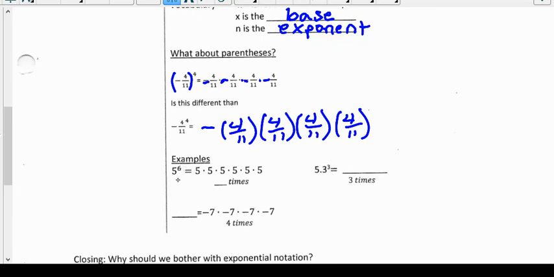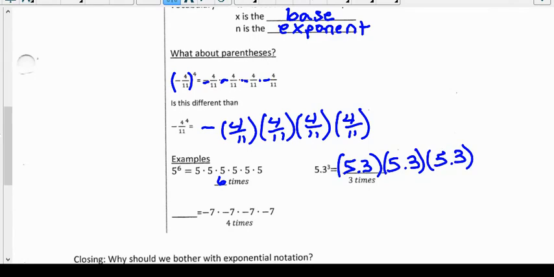So here, 5 to the 6, 1, 2, 3, 4, 5, 6 factors of 5. We're multiplying it by itself 6 times. It's not 5 times 6, right? That would be if we were adding 5 together 6 times. Okay, 5.3 raised to the third power means 3 times I'm going to take 5.3 and use it as a factor times itself. So 3 factors of 5.3. Really going to get used to the word factor before next year, okay?